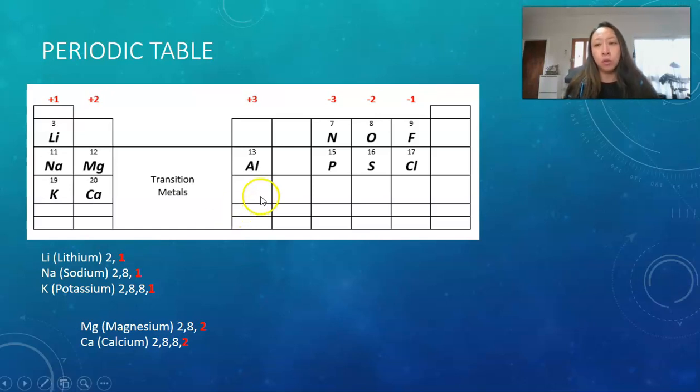And look at aluminium. I have included aluminium in order to shorten this, and also because aluminium is very commonly used in our formulas. Aluminium has an electron configuration of 2, 8, and 3, and therefore it has 3 valence electrons, and therefore it needs to give out 3 electrons, and that's why it has a +3 charge. I hope it makes sense.